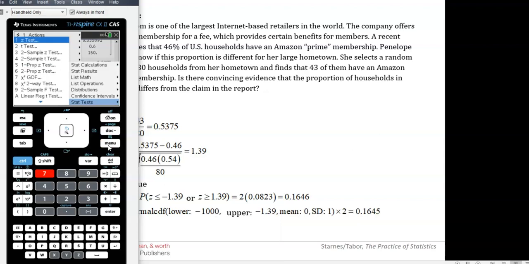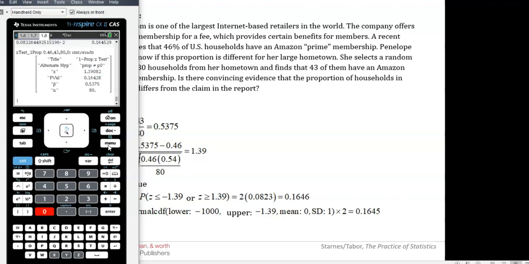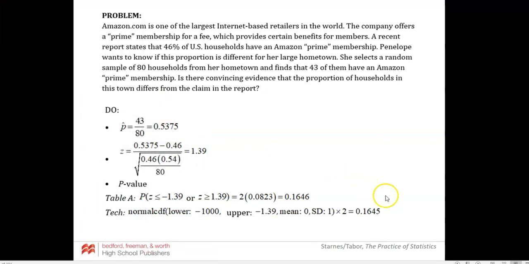If you do 1-prop z test, number 5 there, it's 0.46, 43 out of 80, and not equal to is there, and it should give you that same 0.164. If you do this, you have to write down the z, the p-value, and the p-hat, probably the n. You might as well write them all down, but those three for sure. Again, that'll catch your error. If you do it by hand and then double-check yourself in the calculator, you will catch that mistake for sure.